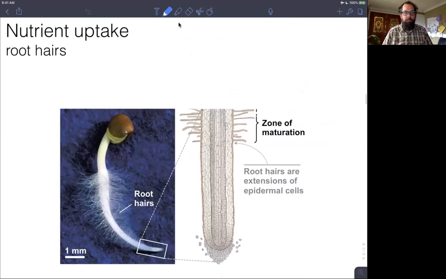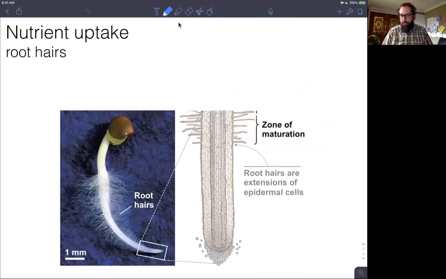And so when we talked about the primary growth and roots, we talked about the zone of maturation. That zone of maturation is the area where the nutrients are actually taken up, where water and nutrients are taken up. And those are all taken up through those root hairs. Here's a nice diagram showing a germinating seedling. We see that zone of maturation with all of the root hairs.